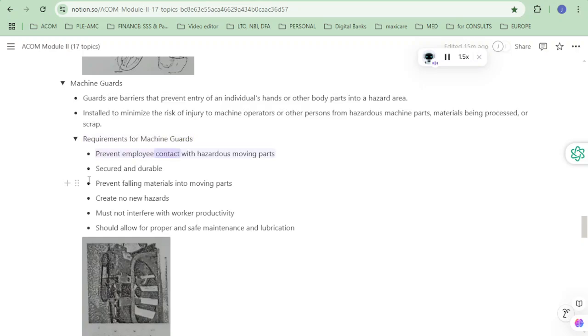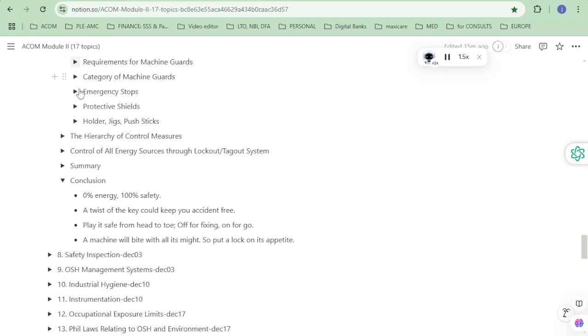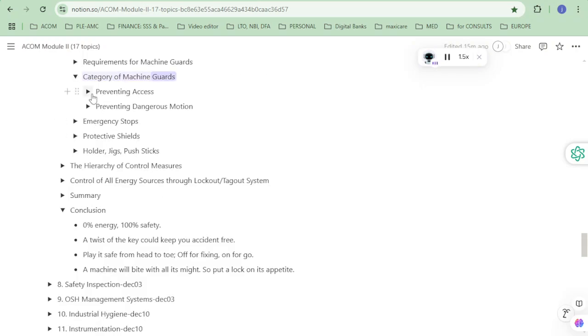Requirements for machine guards. Prevent employee contact with hazardous moving parts. Secured and durable. Prevent falling materials into moving parts. Create no new hazards. Must not interfere with worker productivity. Should allow for proper and safe maintenance and lubrication. Category of machine guards.